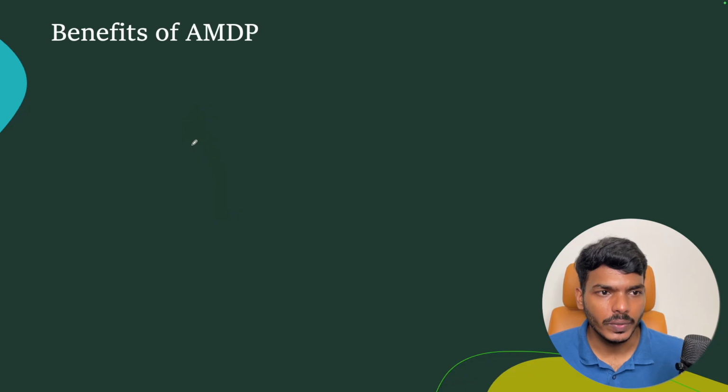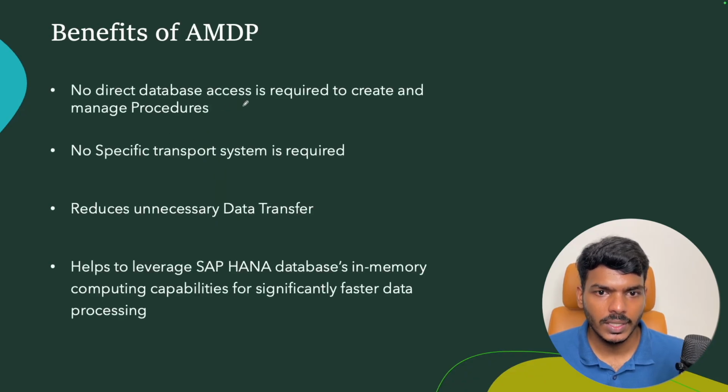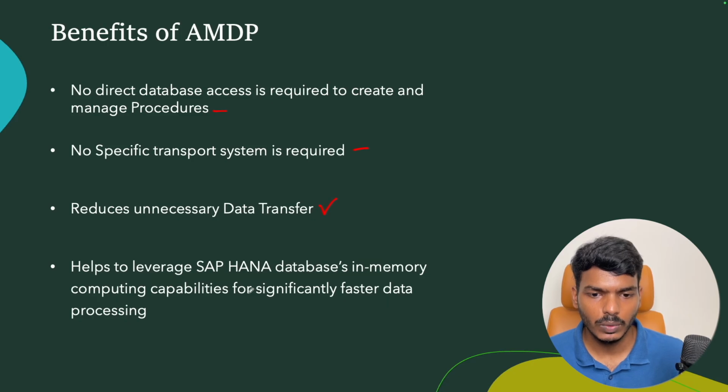Let's now see the benefits of AMDP. No direct database access is required to create and manage procedures. We have seen this. AMDP uses a top-down approach and code pushdown approach. That's why we can manage and call database procedures and database functions from the application server. No specific transport system is required because we are using the top-down approach. It reduces unnecessary data transfer, which we have also seen. It helps to leverage SAP HANA database in-memory computing capabilities for significantly faster data processing. We have seen this also.